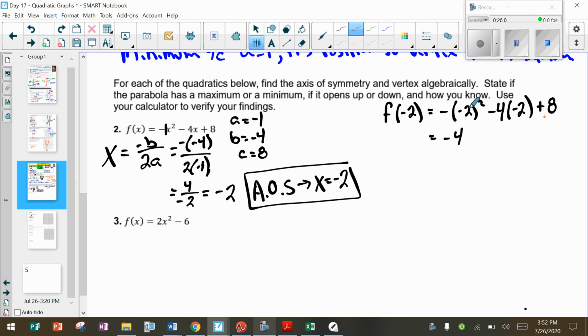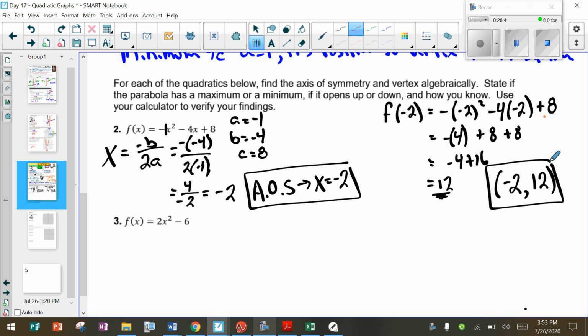Or I can do it by hand, where negative 2 squared, negative 2 times negative 2 is positive 4. But this negative sign gets brought down, making it a negative 4. Negative 8, the negative 4 times negative 2 turns into a positive 8, and then we still have the plus 8. So we end up with negative 4 plus 16. 16 minus 4 is 12. That's the y-coordinate of the vertex. So our vertex is the point x, negative 2, y, positive 12.